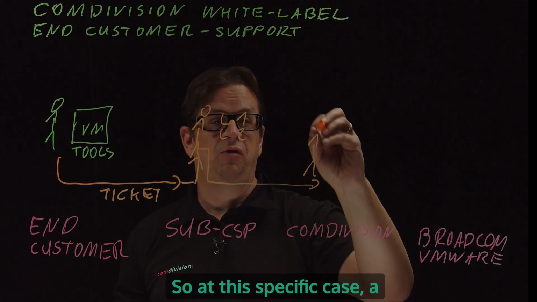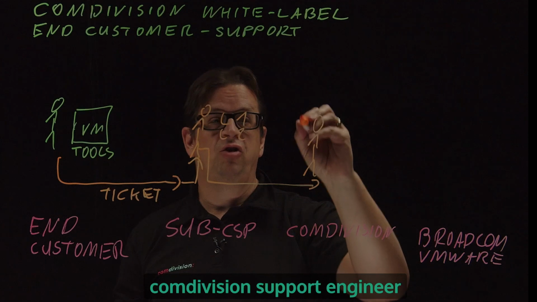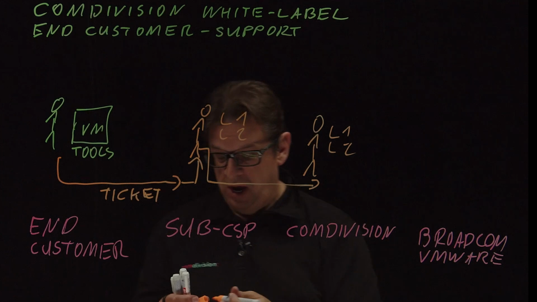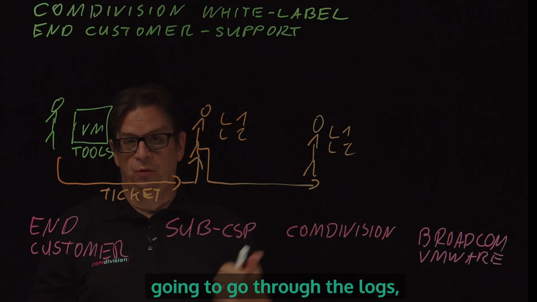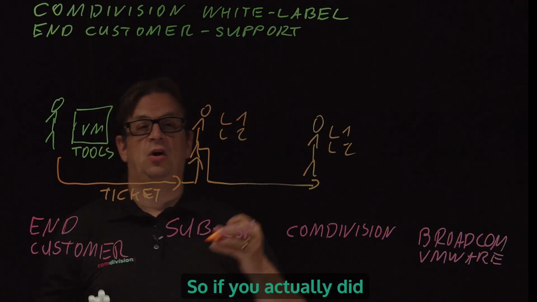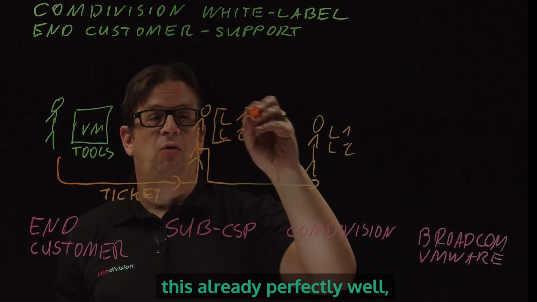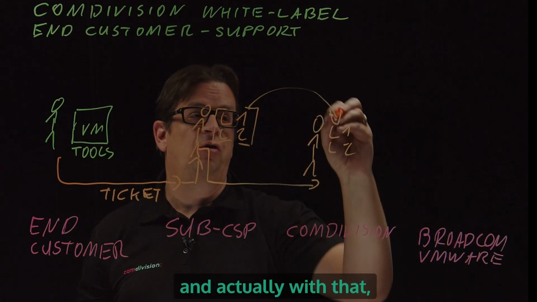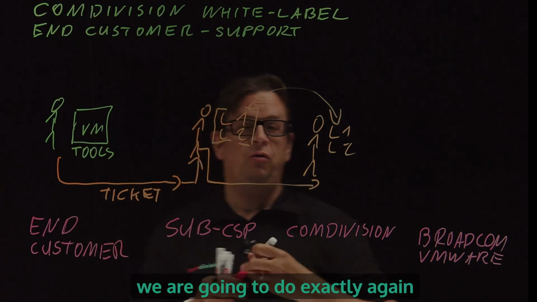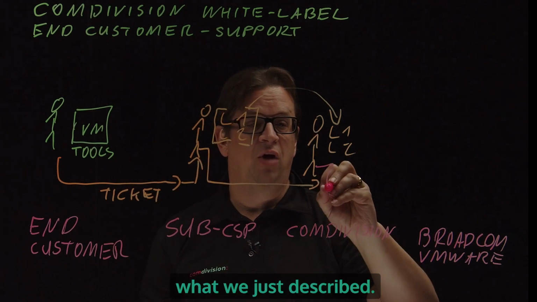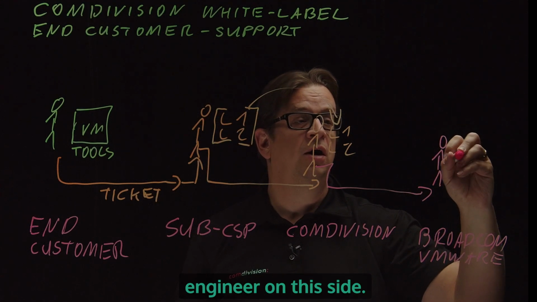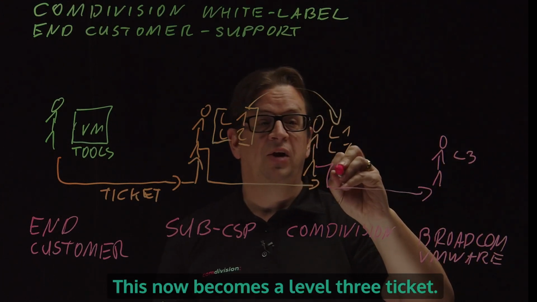So in this specific case, a ComDivision support engineer would take over the ticket. Again, we are going to do level 1 and level 2 analysis, which means we are going to go through the logs, we are going to review the knowledge base, release notes, and do a lot of other things. So if you already did this perfectly well, we can take this over, and if we can't fix the issue by ourselves, we are going to do exactly again what we just described. We are going to move the ticket over to the Broadcom support engineer. On this side, this now becomes a level 3 ticket.